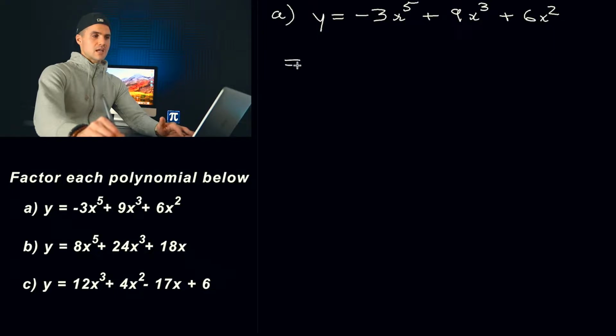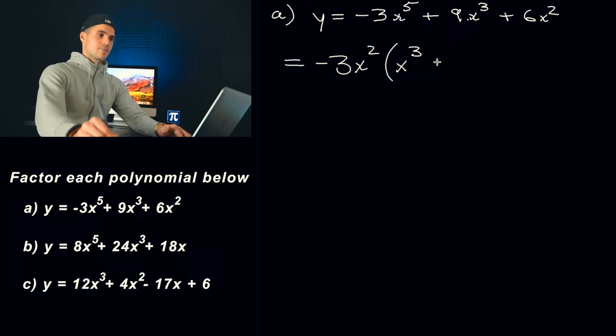Notice that in this case, you can take out a negative 3. I'm going to take out a negative 3 because this leading coefficient is negative. And then notice between the x to the 5, x to the 3, x squared, I could take out an x squared. And so what would I be left with? I'd be left with x to the 3 minus 3x minus 2, like that, right?